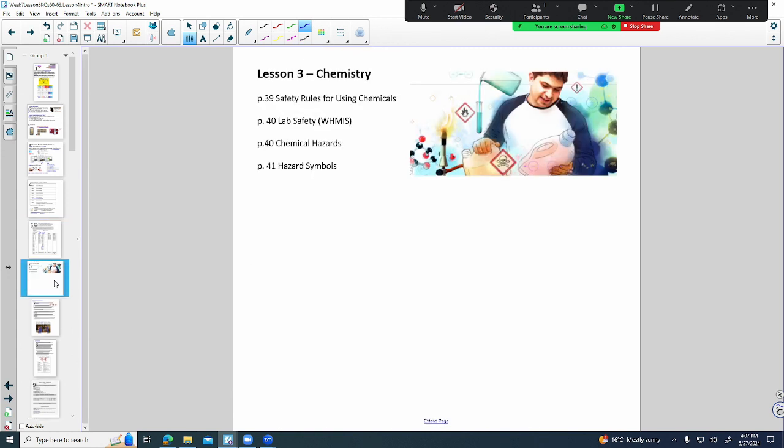So this is what's left. Page 39, safety rules for using chemicals. We talked about that from our last class, so we'll do a quick review on that. Then page 40, lab safety, WHMIS. Page 40, also chemical hazards, and then we will look at on page 41, hazard symbols.